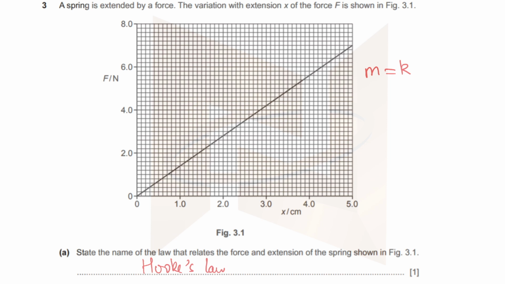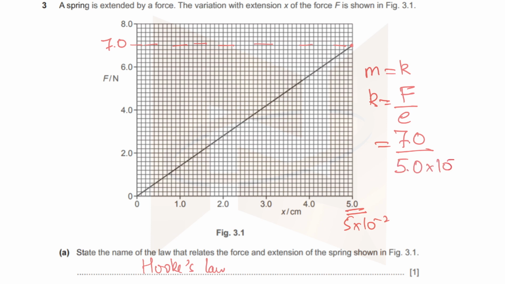Let's just find out the coordinates of this point. So on the x-axis, I've got 5 centimeters. Do not forget to convert it to meters. So that will be 5 into 10 raised to power minus 2. And the force, if I extend this line this way, well, seems to be right in the middle. So this is 7. The force is 7. Spring constant is F over E. The force is 7 and the extension is 5 into 10 raised to the power minus 2. So you divide 7 by 5 into 10 to the power minus 2 and the value of the spring constant turns out to be 140 Newton per meter.